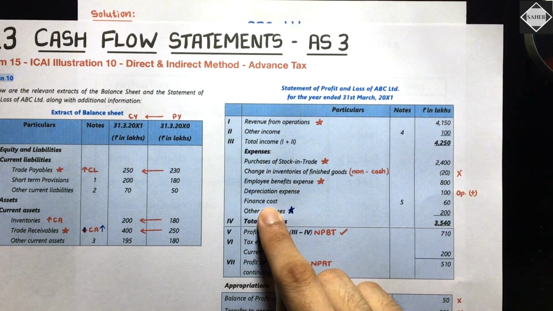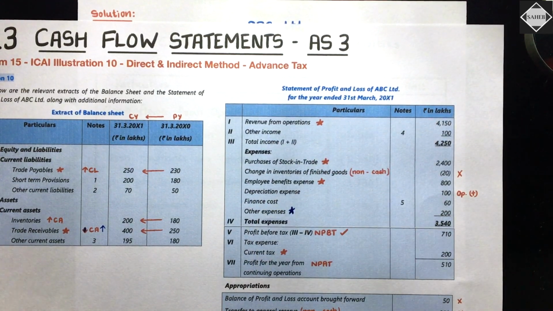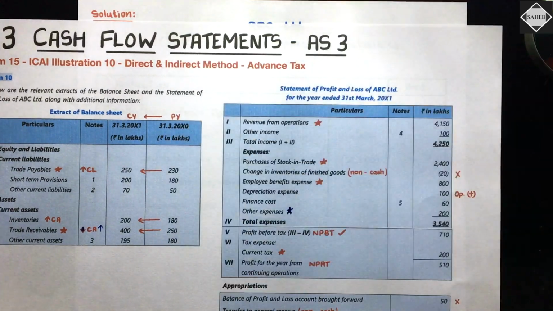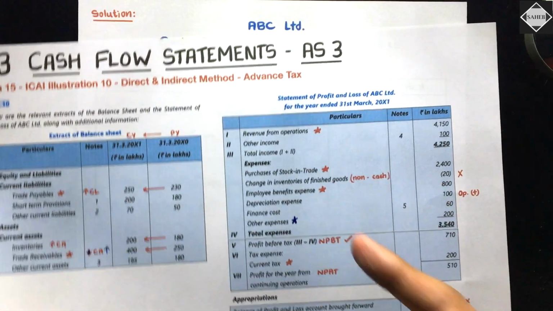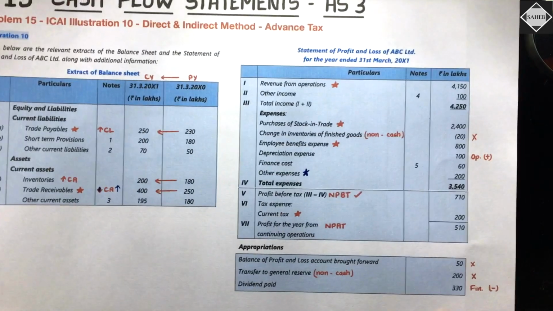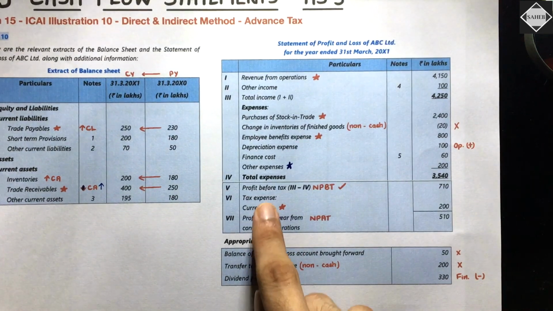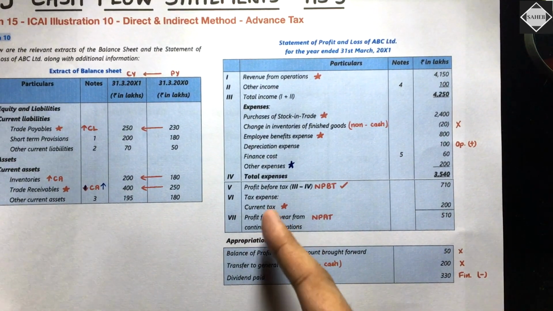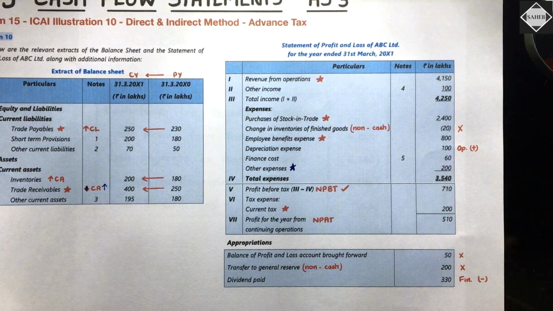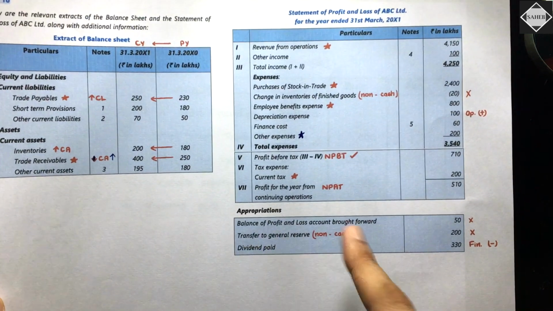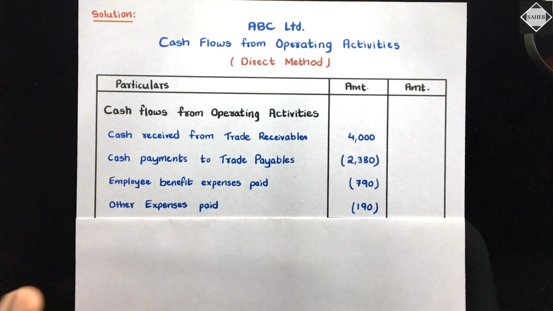Depreciation, we can't take it. Finance cost, we saw it has to go in financing activity. We can't take it. Then other expenses, we have taken other expenses, right? Not this, from the ledger account. Then yeah, it's all done. Tax and all will not do. Appropriation, nothing. So that's all. Everything is done.